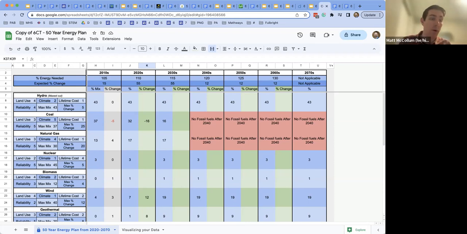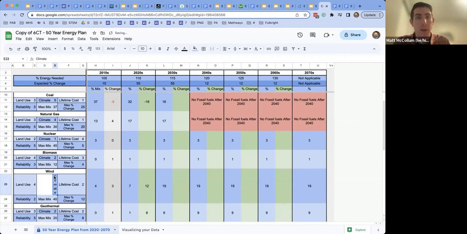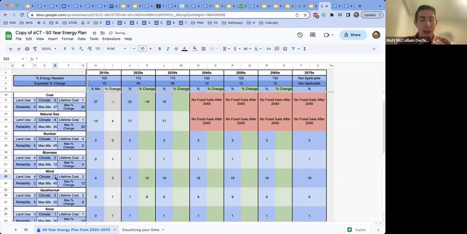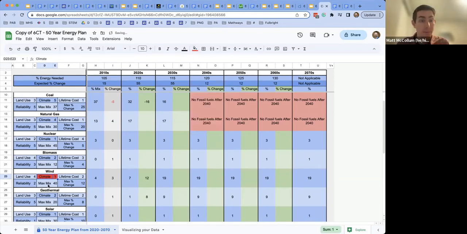So if you were going for climate, wind would be a great area for you to invest in, because the climate score is so small. So having those conversations about what I'm doing and why am I doing it are very helpful.